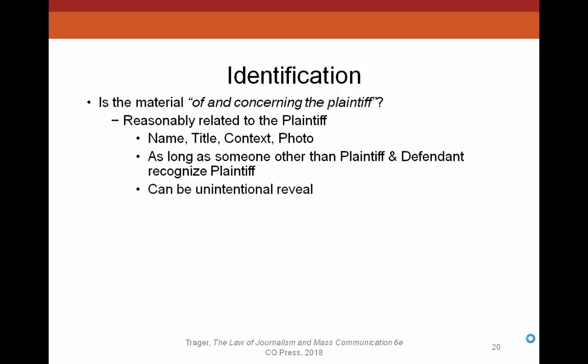And one other factor for this, it doesn't have to be intentional. So this can be where the person making the statement, the defendant, winds up making a statement about someone, and they didn't want to give enough information for other people to figure it out, and yet they do. So they're trying to make it where it's anonymous, or they're trying to tell a story, and they're not naming anybody, but people are able to figure it out because they provided enough detail.